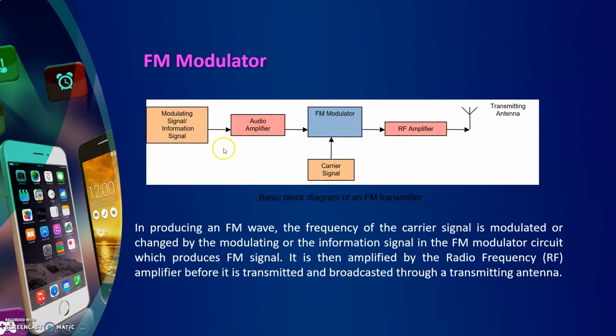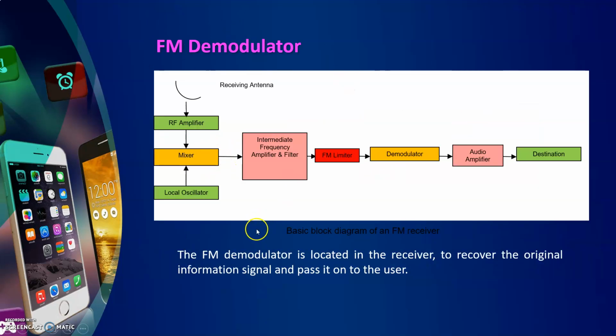The FM demodulator is just the reverse process of the modulator. It occurs in the FM receiver, located there to recover the original information signal and pass it on to the user. What is received here is the FM signal, which is the modulated signal, received from the FM modulator.